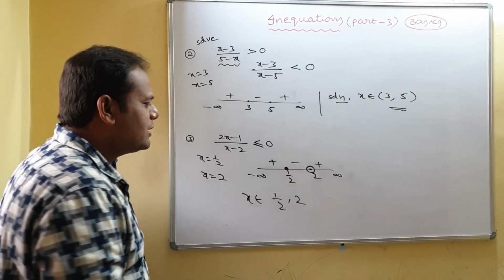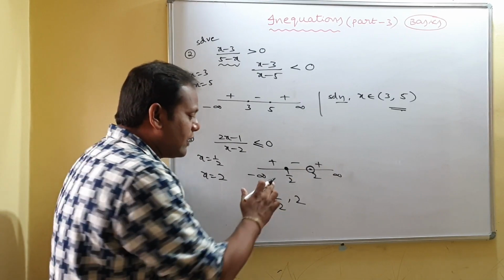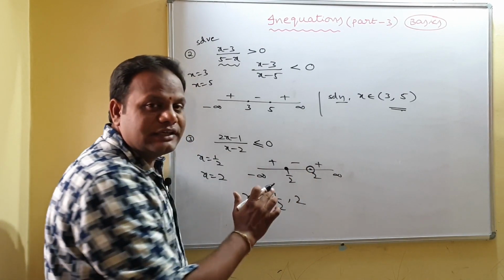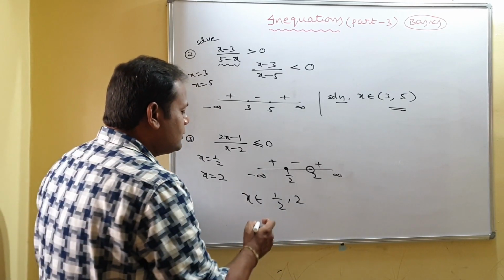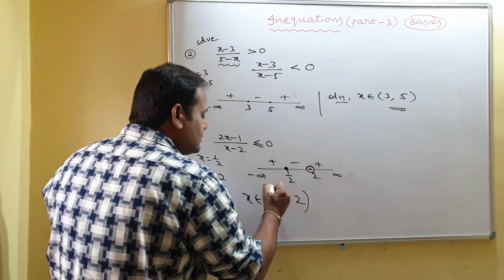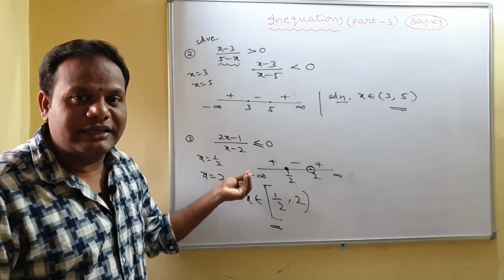Is it? Okay. You have to take the values between 1 by 2 and 2. 1 by 2 is included. But this 2 is excluded. So what? It is for 2 open interval, for 1 by 2 it is closed interval. This is the solution set for this inequation.